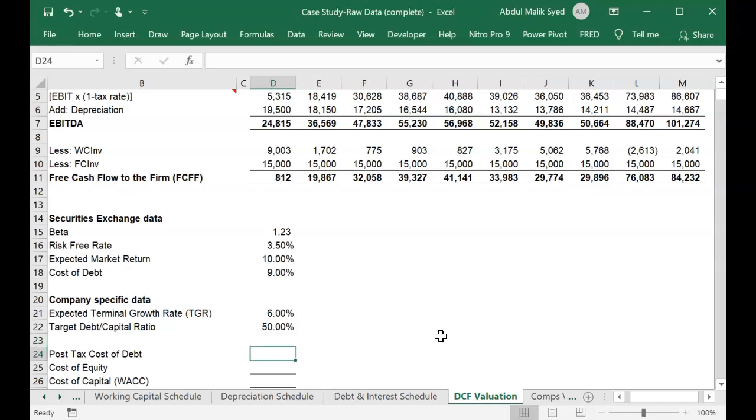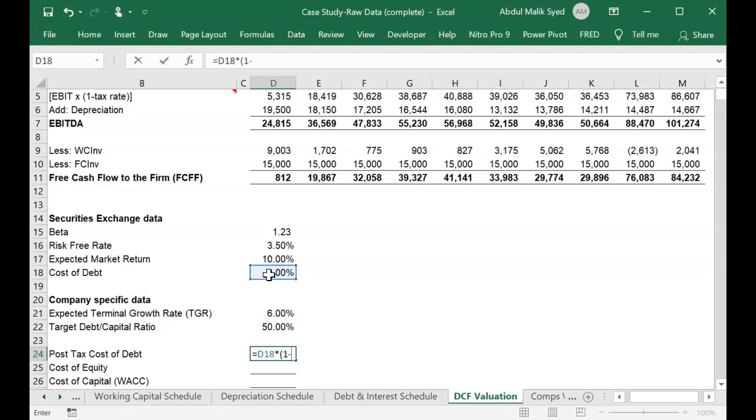So post-tax cost of debt, as we said, this is pre-tax cost of debt. Since interest acts as a tax shield, we are going to take post-tax cost of debt when we are computing the WACC. Remember the formula which we discussed in the PPT in the earlier slide. So now the post-tax cost of debt is equal to pre-tax times (1 minus the tax rate).